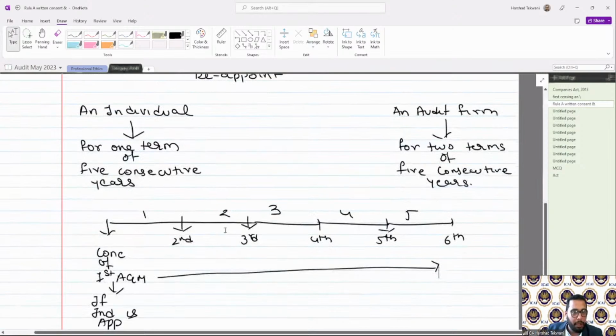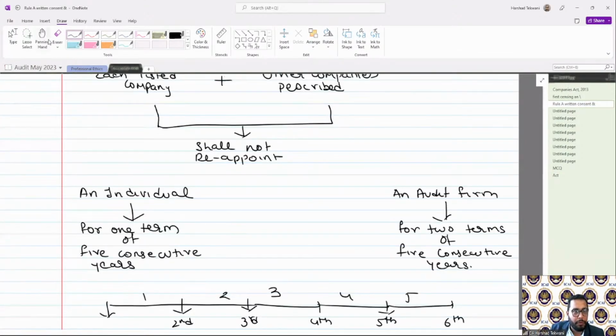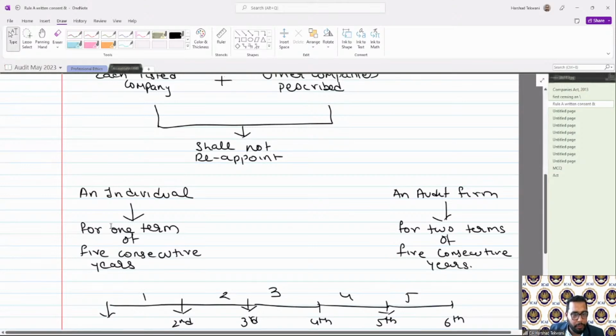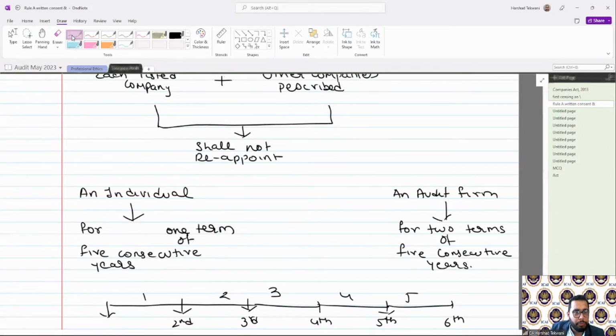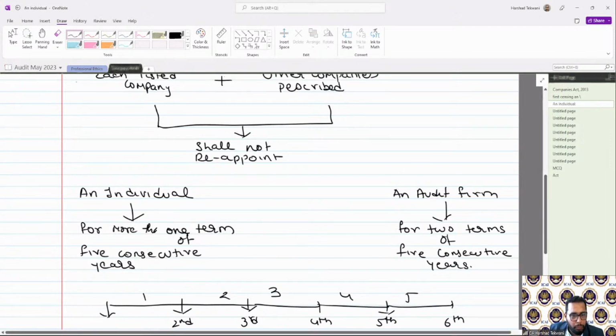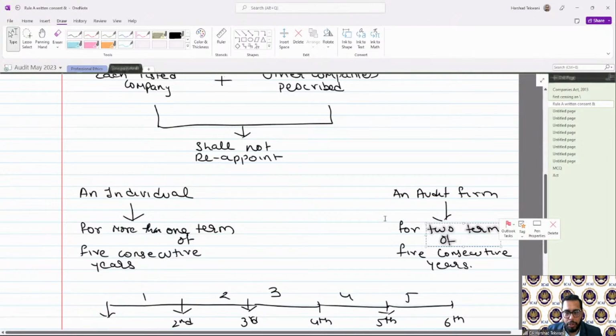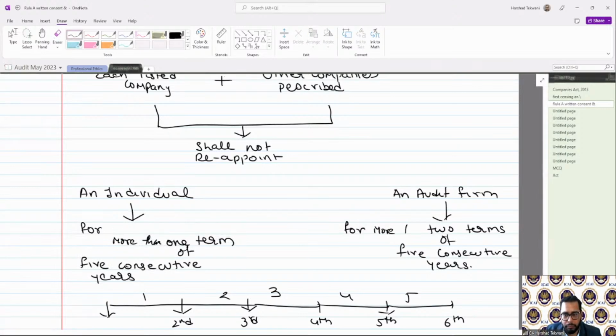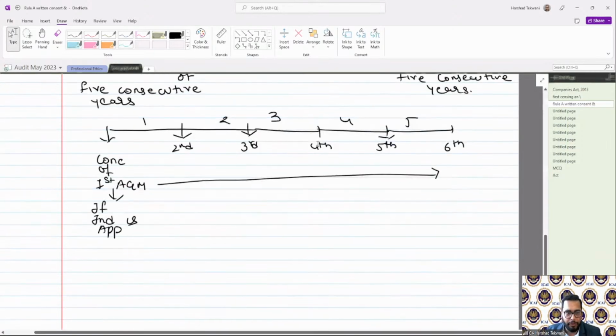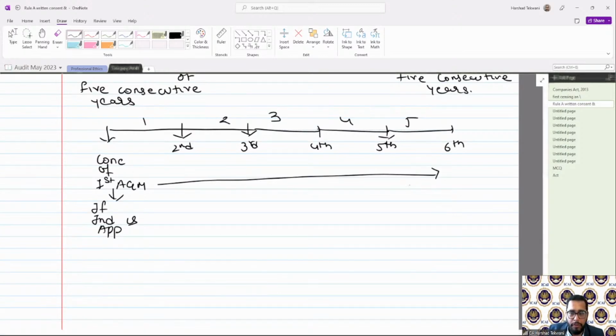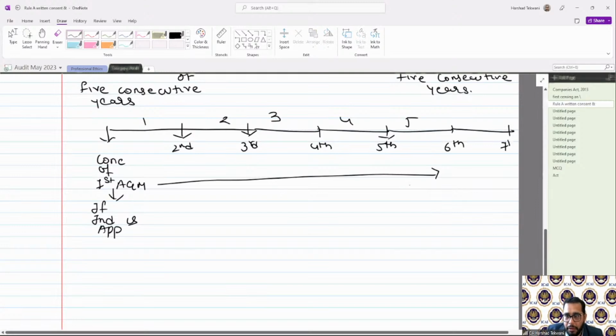So whenever I say for more than one term of 5 consecutive years, the same over there also for more than 2 terms of 5 consecutive years. Now, let's say this was an individual. So 5 years, fine, but not more than 5 years. If I appoint, let's say, till the conclusion of the seventh, this will be 6 years, and that will become wrong. That is not allowed.